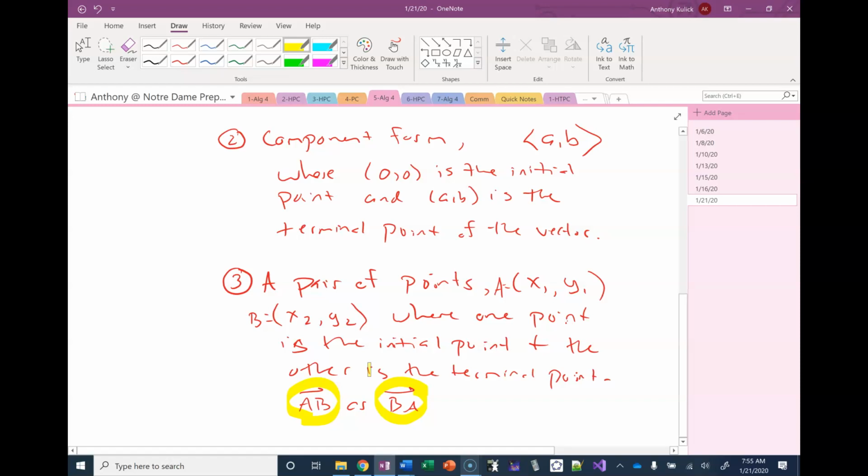So the vector AB has an initial point of A and a terminal point of B, as opposed to the vector BA, whose initial point is B and its terminal point is A. Much in the same way you named rays back in your geometry course, right? Should look a little bit familiar. It's the same kind of naming convention.